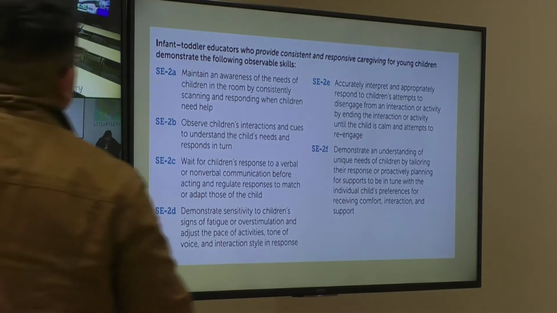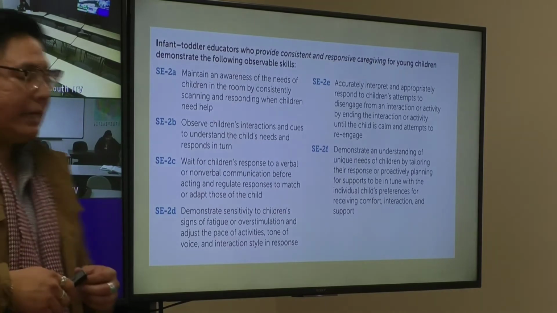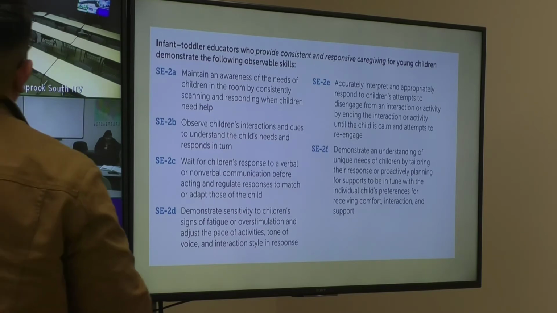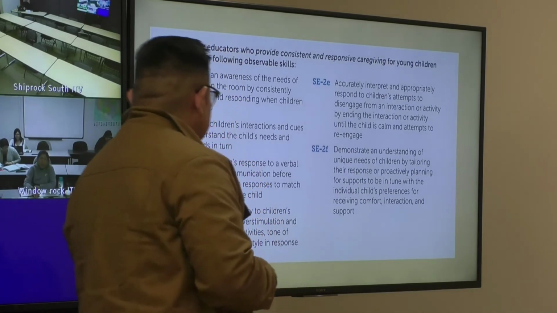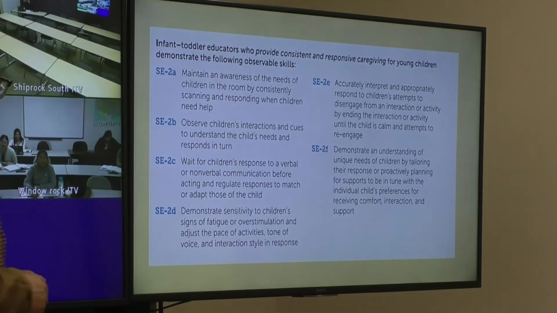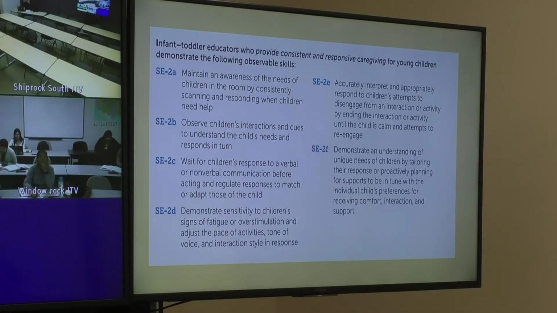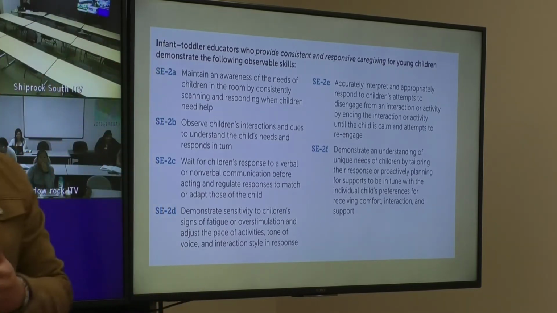Maintain awareness of the needs of the children in the room by consistently scanning and responding when the child is in need of help. Or the children are in need of help. Number 2, observe children's interaction and cues to understand the children's needs and respond in turn. Wait for children's response to a verbal or nonverbal communication before acting, and regulate responses to match or adapt that of the child. Demonstrate sensitivity to children's signs of fatigue or overstimulation. Adjust the pace of the activity.